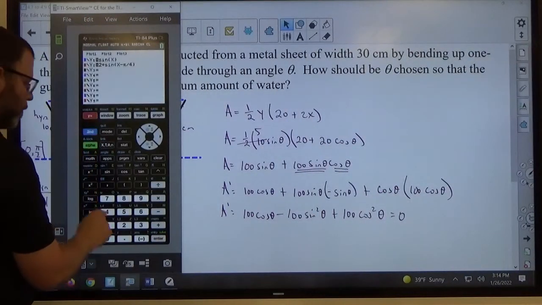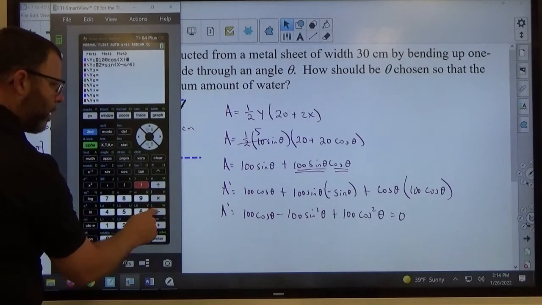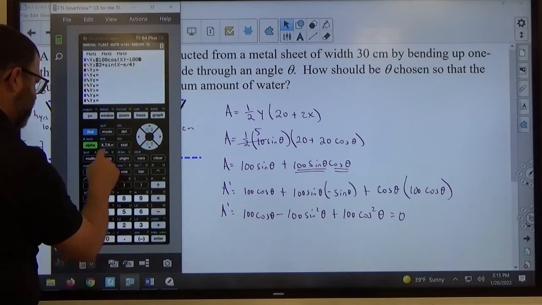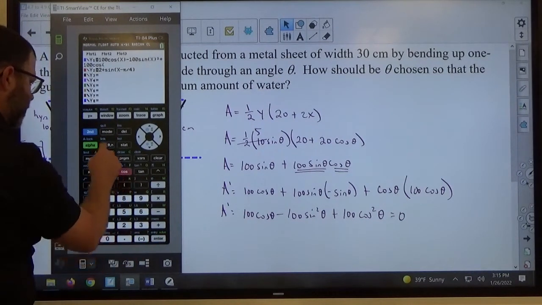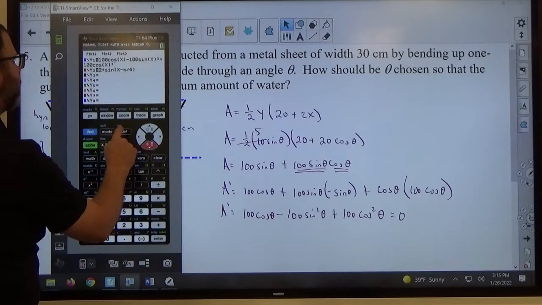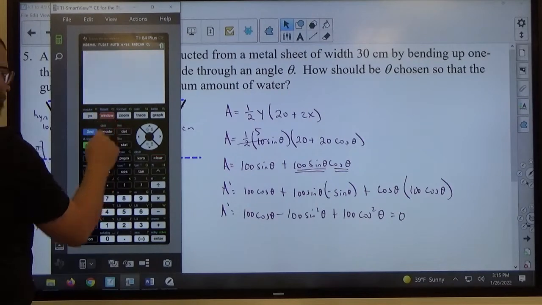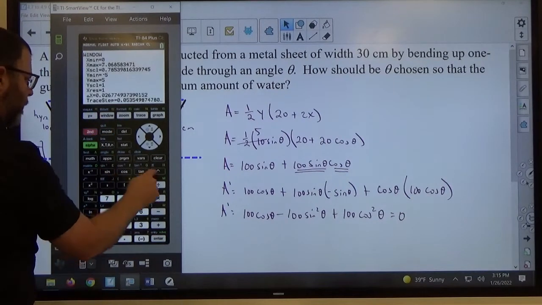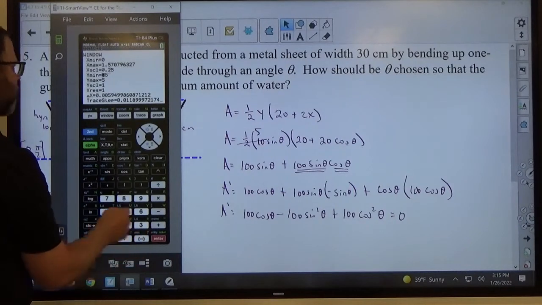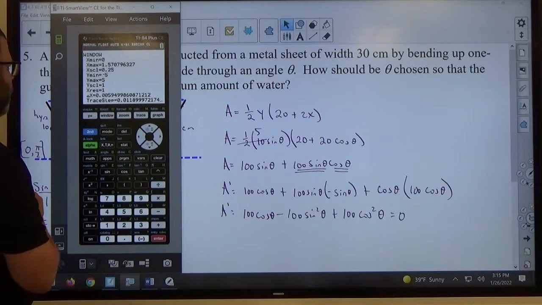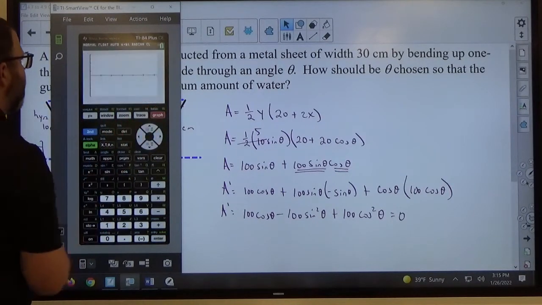So y equals 100 cosine of x minus 100 sine x in parentheses squared plus 100 cosine x in parentheses squared. Clear out everything else that's there. Make sure we're in radians, not degrees. Set my window from 0 to pi over 2 on the x-axis. I'm going to go with a 0.25 scale. This makes it easier to guess. And then for y min and max, I want it to equal 0, so negative 5 and 5 is perfectly fine for that.